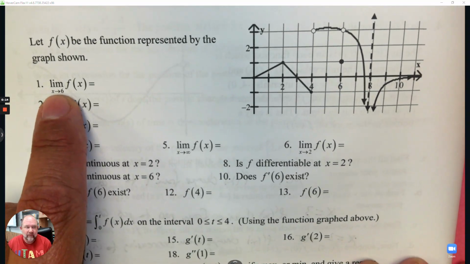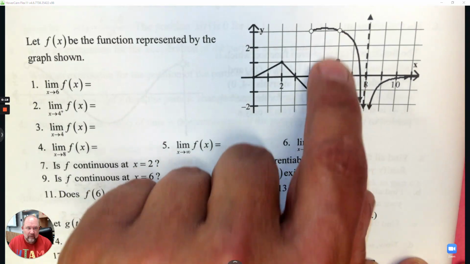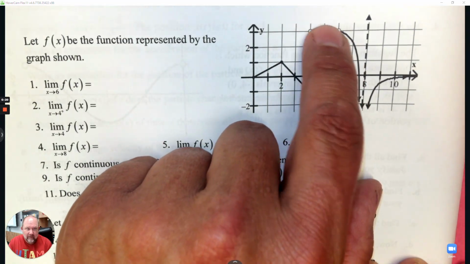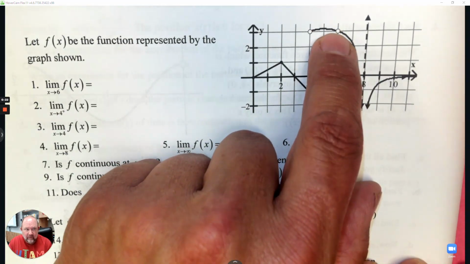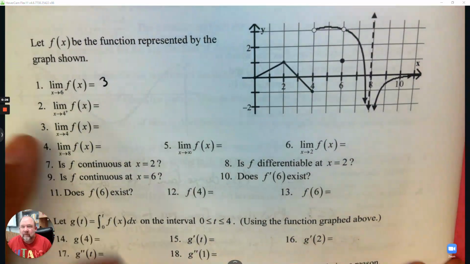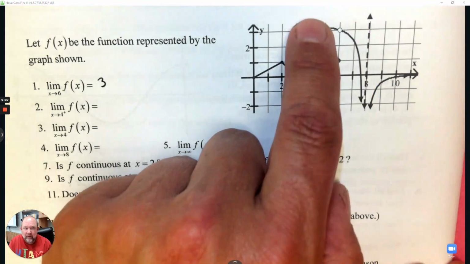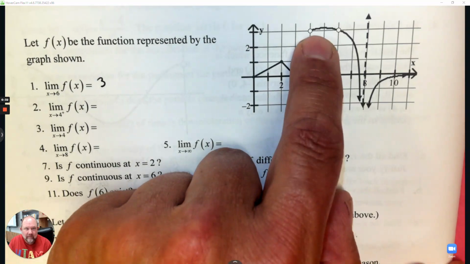What's the limit as x approaches 6? Here's 6 from the left, from the right, and the answer is the y-coordinate. That doesn't matter. Right up there, where that hole is, where they jump over. So the answer, the y-coordinate there, is 3. What's the limit as x approaches 4 from the right? So here's 4 from the right. The answer again is 3.